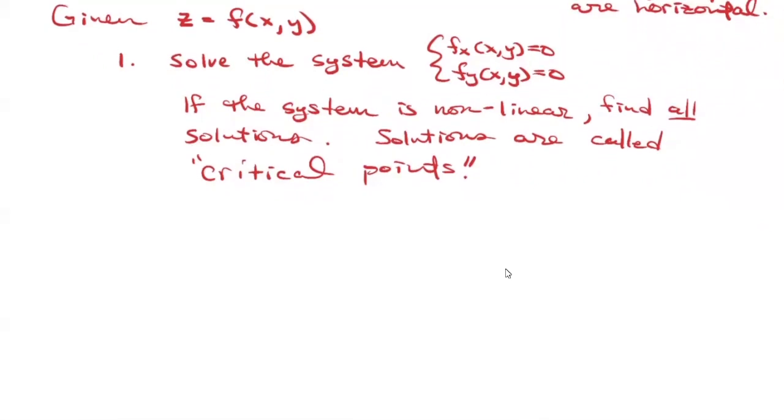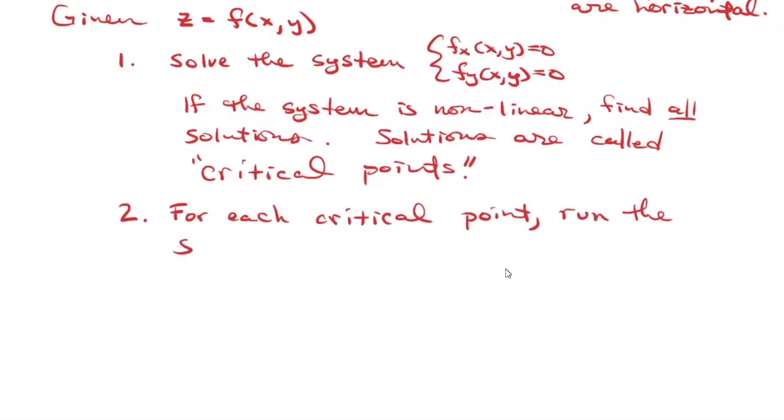Then we have to test each critical point to see if it's a local max or a local min or a saddle. So step 2, for each critical point, you have to run the second partials test. You remember the second derivative test, right? This one's the second partials test, which I will not prove today, but I may prove next time. Okay, so here it comes.